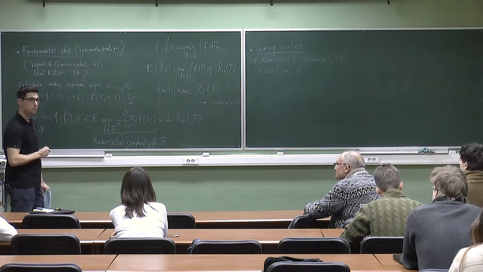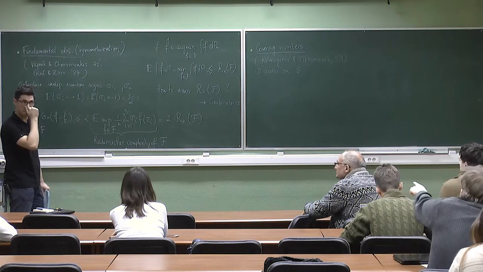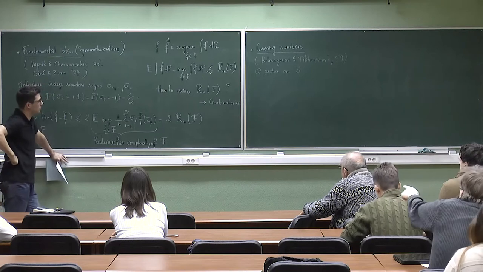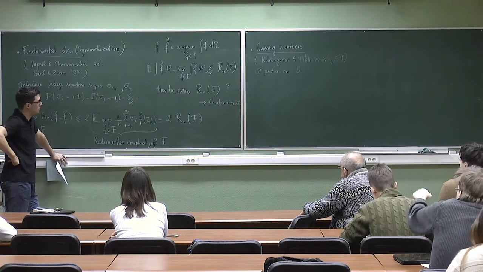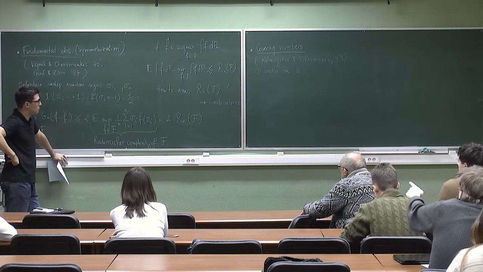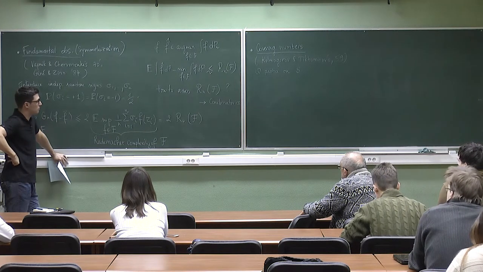And this can be seen directly because if you have all functions available, you can always make the product sigma i times f of z i equal to 1. And then the sum will be equal to n, so it's normalized by n. So the supremum will be equal to 1 always.